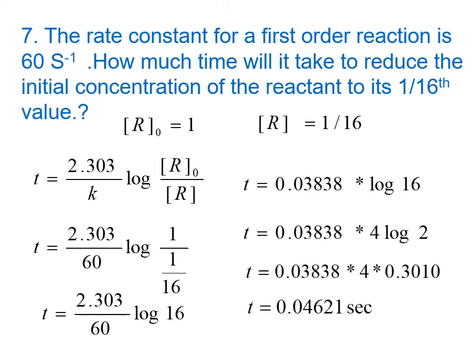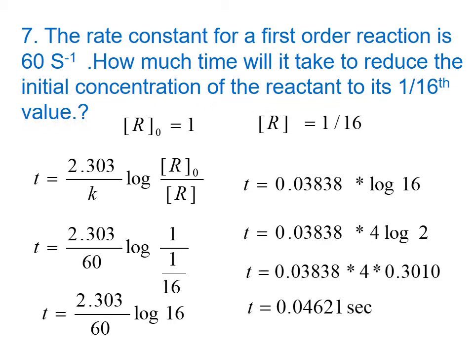Numerical number 7. The rate constant for a first order reaction is 60 per second. How much time will it take to reduce the initial concentration of the reactant to its 1 by 16th value? Okay, the rate constant of the first order reaction is 60 per second, so the K value is given. The question is to calculate the time to reduce the initial concentration of reactant to its 1 by 16th value.